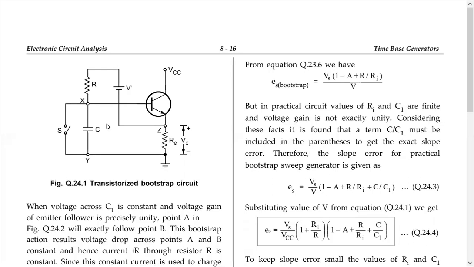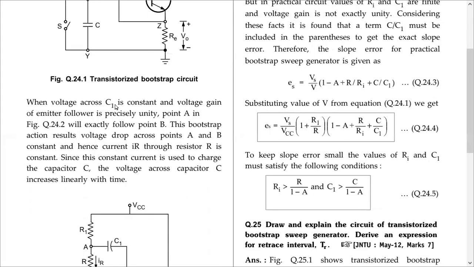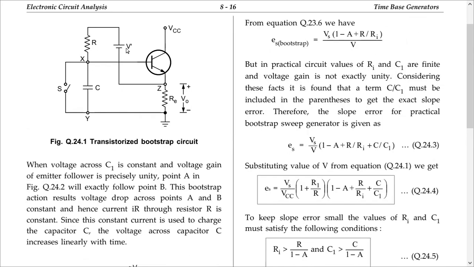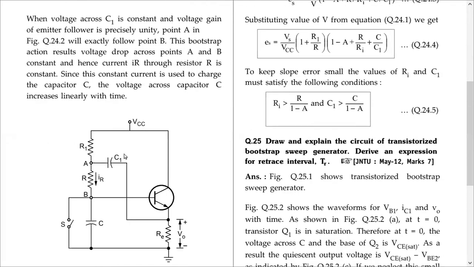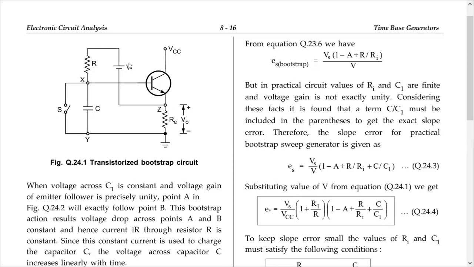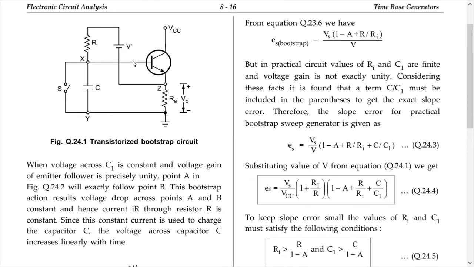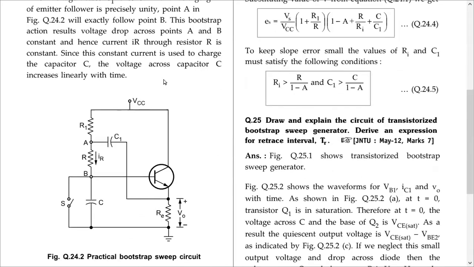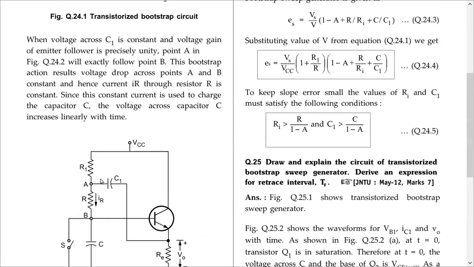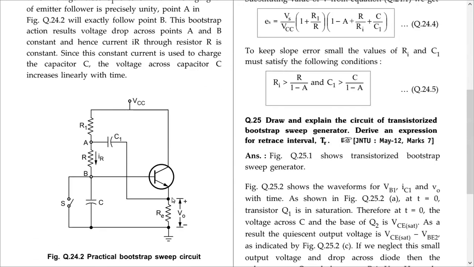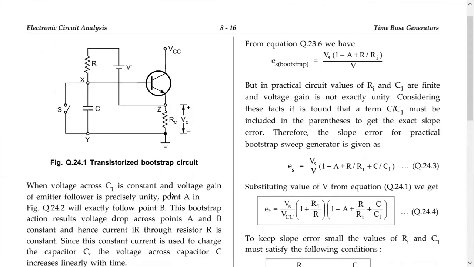A modification for this circuit that we will be discussing now is that in place of this V dash, we can actually connect a capacitor. Where this V dash is connected, one end is connected to the resistor and the other end is connected to the emitter of the transistor.